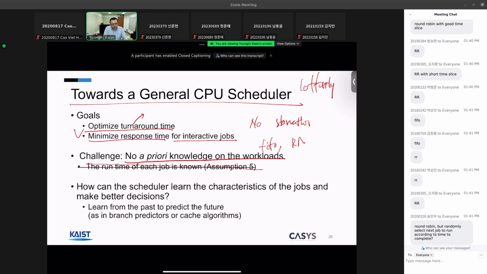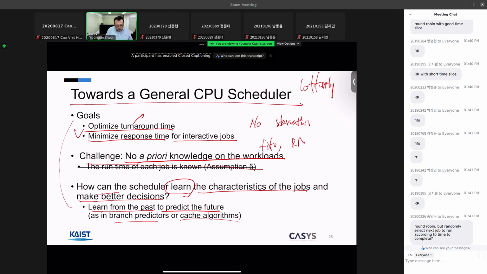Good point. And also, the scheduler has to learn the characteristics of jobs and make a better decision. How? Learn from the past to predict the future, like branch predictors and caching algorithms in computer architecture. So that is the observation. How do I get good turnaround time and better response time, not relying on prior knowledge? To do that, we have to learn characteristics from repeating tasks over and over again.